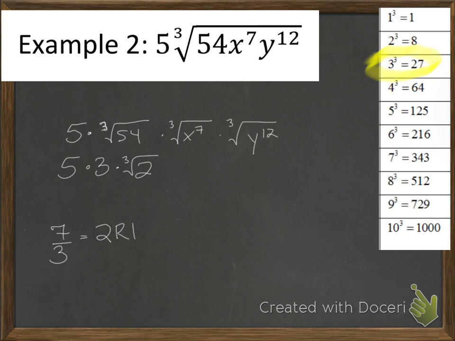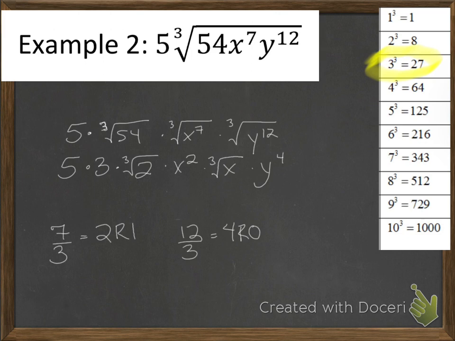Okay. While we're here, let's go ahead and do the cube root of y to the 12th. So 12 divided by 3 is 4. It goes in evenly, so we have a remainder of 0. So what does this mean? Well, that means that an x squared can escape the radical, and there's still 1x, or x to the first power, under the radical. Okay, over here, y to the fourth power escapes, and there's nothing left under the radical.